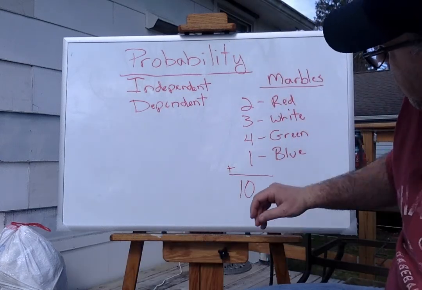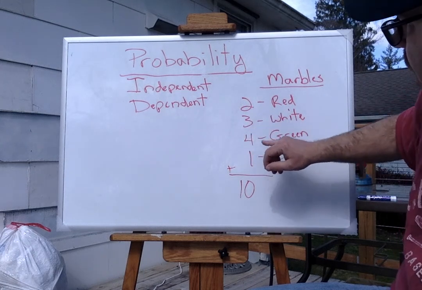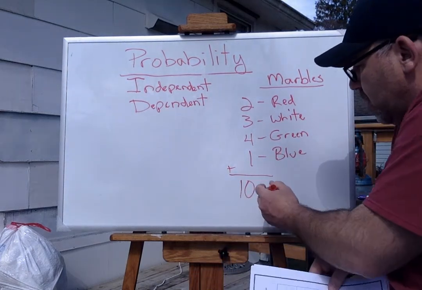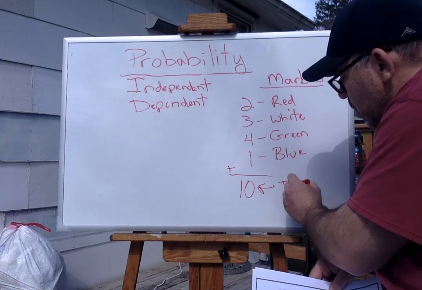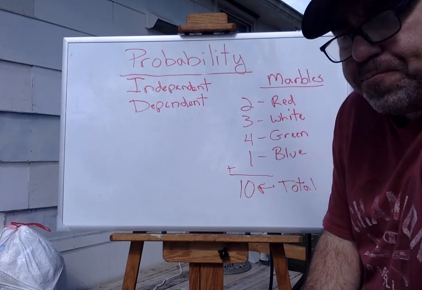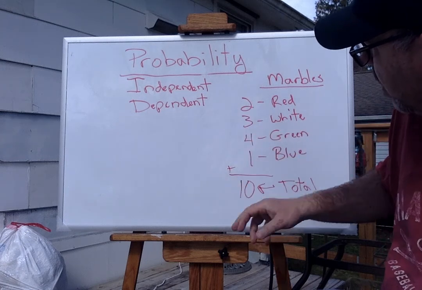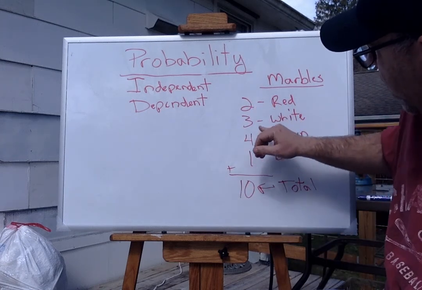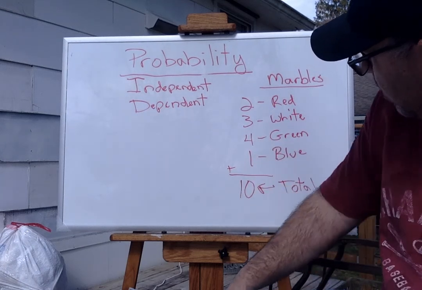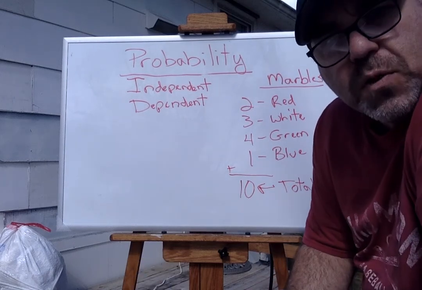The first thing we need to do is add up how many marbles there are, and I've already done that. 2 red plus 3 white plus 4 green plus 1 blue gives us 10 total marbles. Now, what is the probability of each one of these things occurring? Well, 2 out of 10 for the red, 3 out of 10 for the white, 4 out of 10 for the green, 1 out of 10 for the blue.